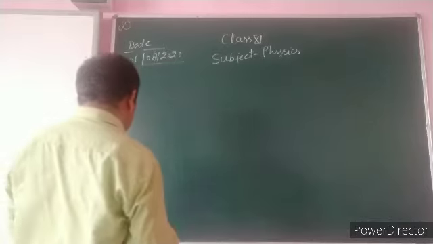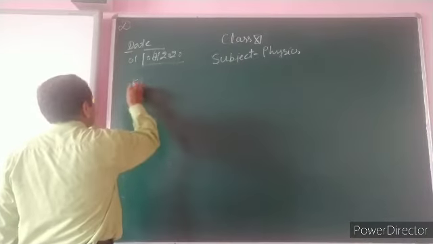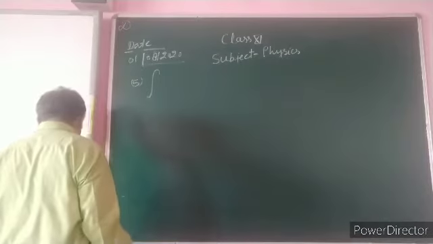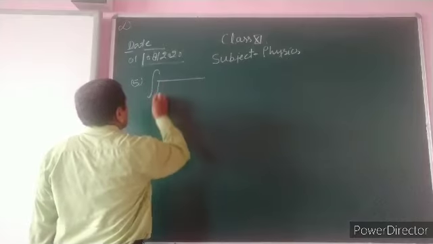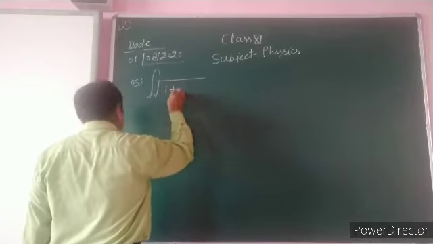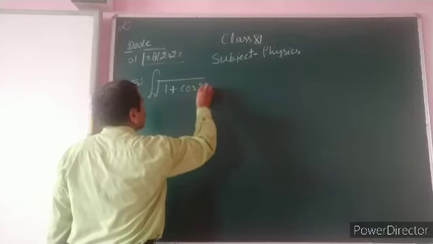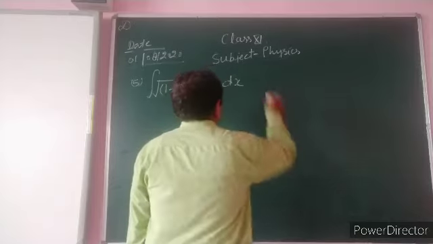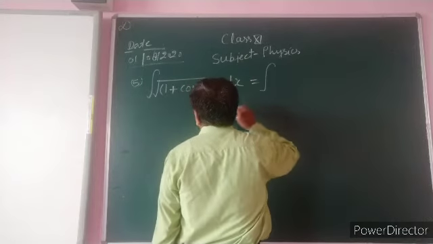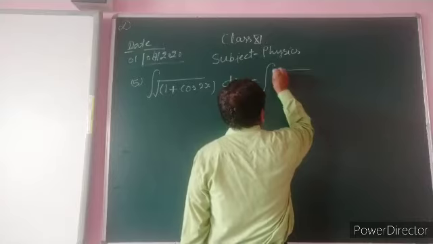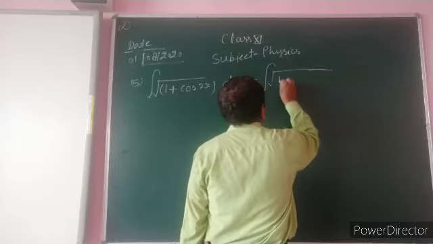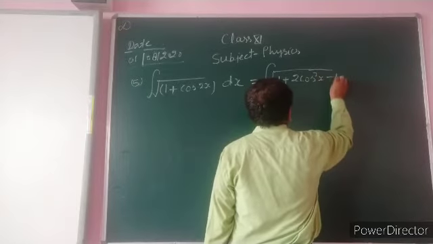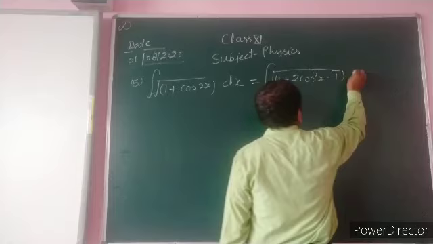Question number 5. Integral of square root of 1 plus cos 2x dx equals integral of square root of 1 plus 2 cos square x minus 1, dx.